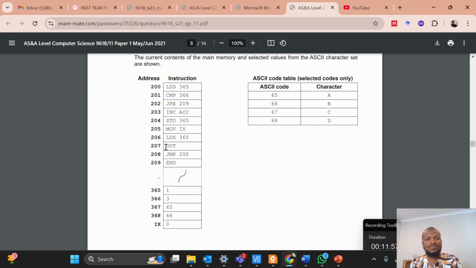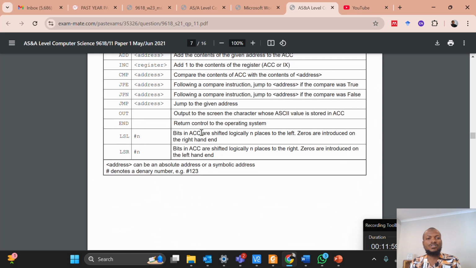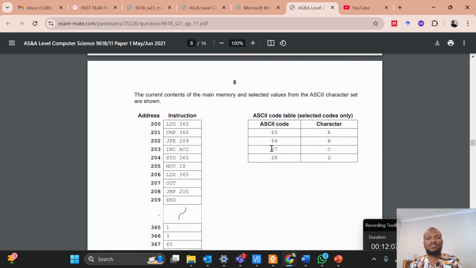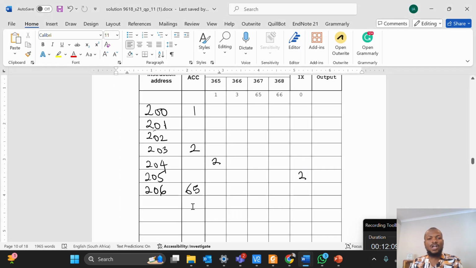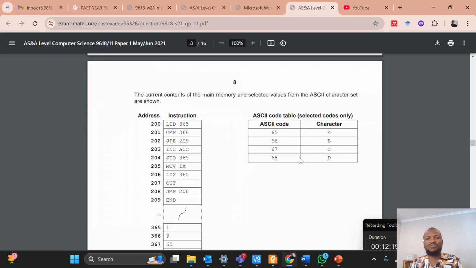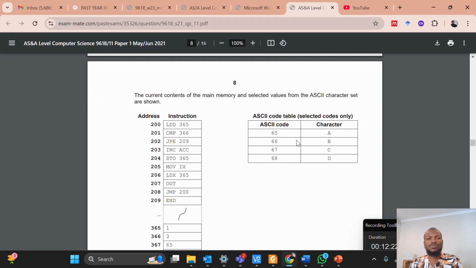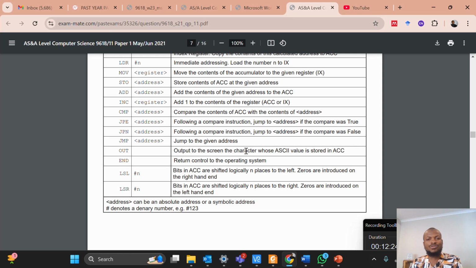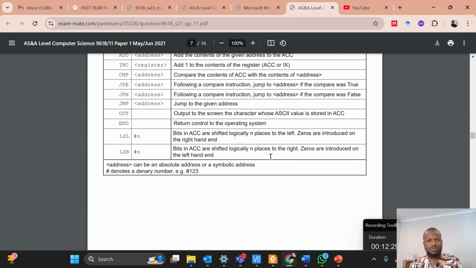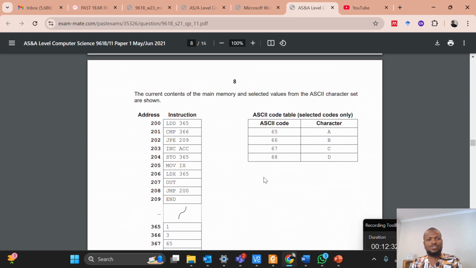Now 207, out. What does out mean? Out means output to the screen the character whose ASCII value is in the accumulator. So what is 65? A. So that means we output to the screen. So at 207, we output A. We output A because 65 is A. Is that understood? Because out means output to the screen the character whose ASCII value is stored in the accumulator. Is this understood? So that is 207.